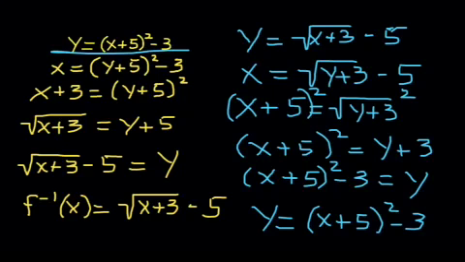So taking the inverse of a quadratic will get the square root function. Taking the inverse of the square root function will get us back to the quadratic equation. Works just like taking inverses of any other function. You switch the x and y and then solve it for the new y, and you will have the inverse.